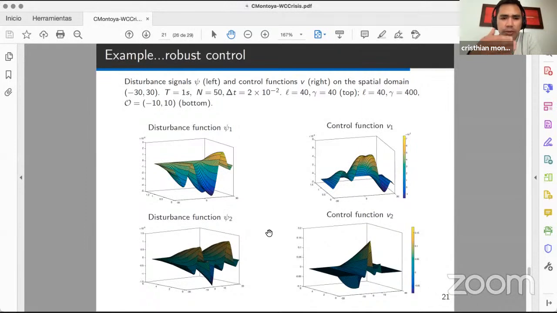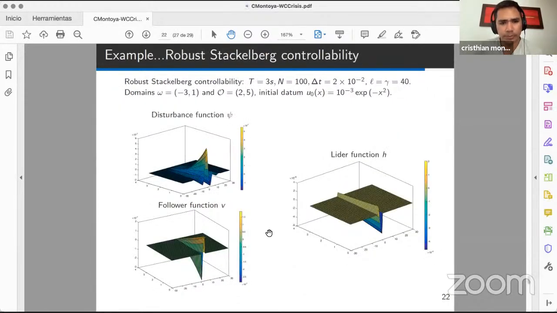Okay, how to do that? If we look inside the numerical part, we need to use the Hilbert Uniqueness Method and also not the classical conjugate gradient method. Instead, we need a nonlinear conjugate gradient method for solving our problem. And with respect to the robust Stackelberg controllability, this is an example with different domains for the leader, omega small, and for the follower, and a small initial datum.